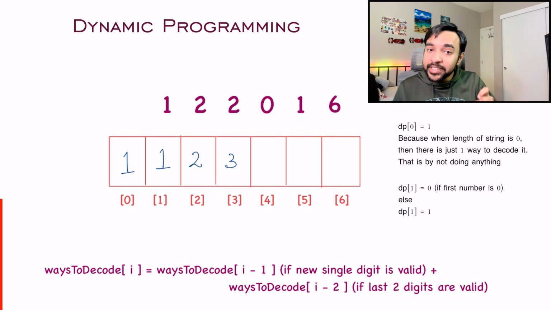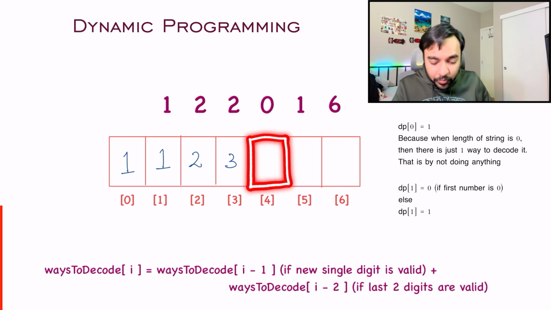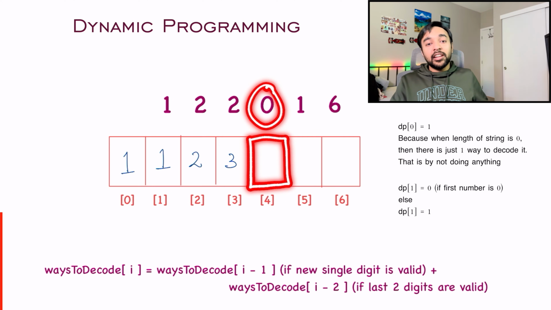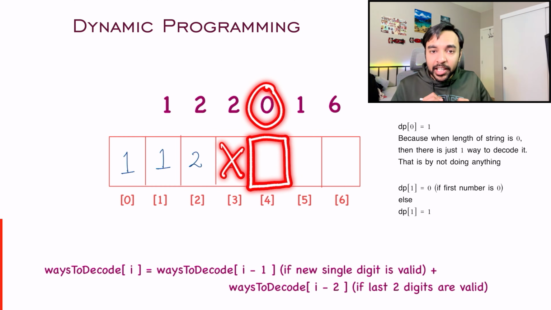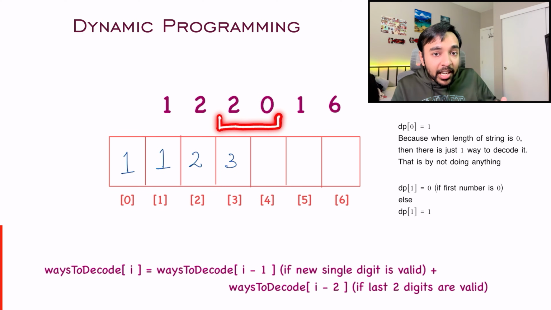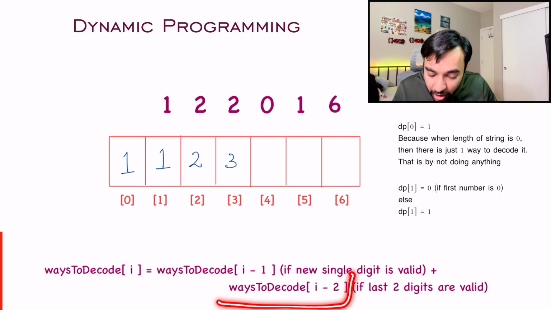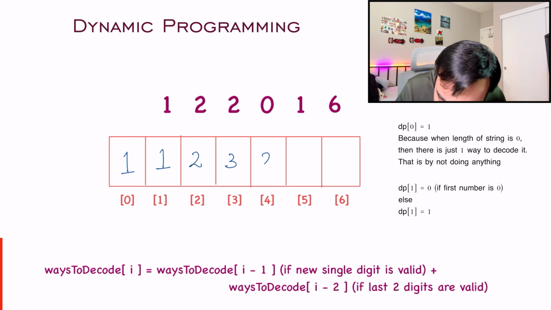Move ahead now. This is where things get interesting. I have to populate this particular element now. So is this single digit valid? 0 is not valid, right? You cannot map it to any character. So we will not take up this value. But look at the last two values. Is 20 valid? So yes, this is a valid case. So how many ways to decode? That is I minus 2. So I will have just 2 ways over here.